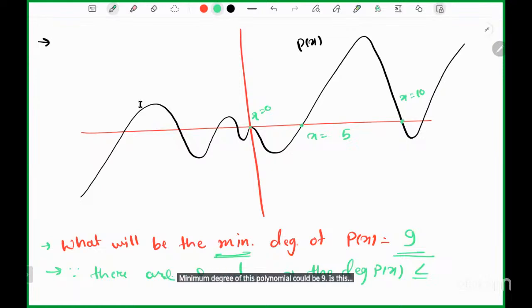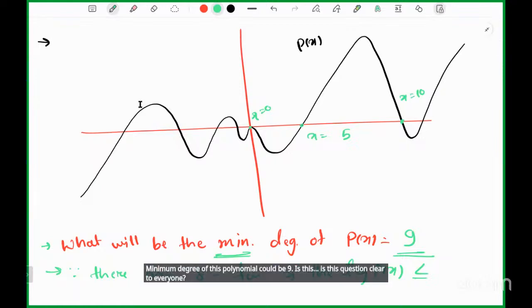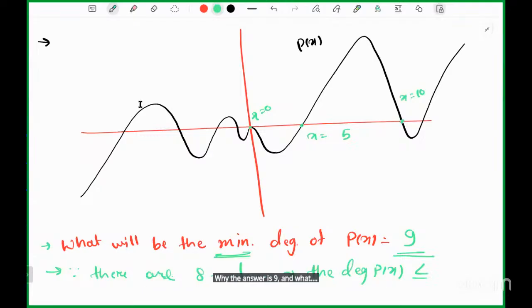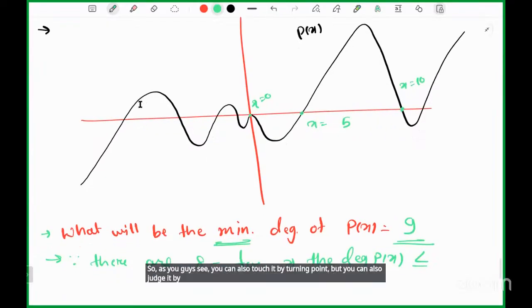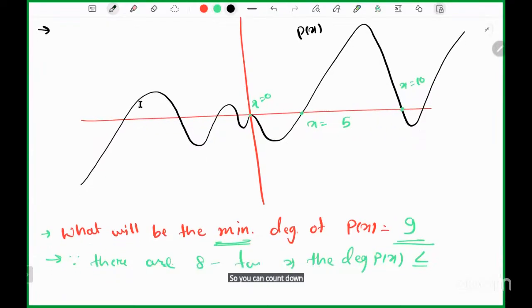Is this question clear to everyone? Why the answer is 9? I hope that's fine. Now another thing is you can also judge it by multiplicity too. You can judge it by turning points, but you can also judge by multiplicity. So you can count down the minimum multiplicity of each root.